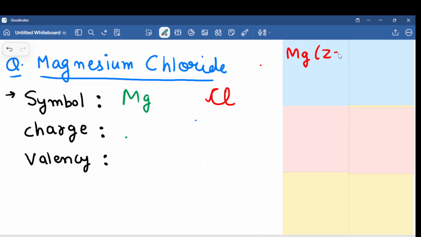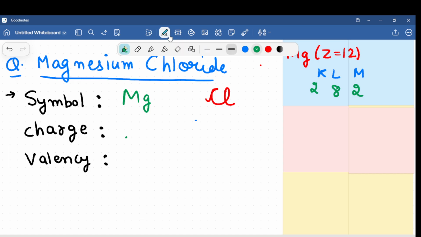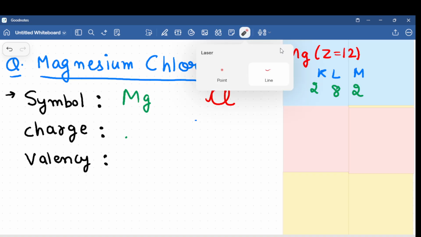Magnesium atomic number 12, right? And if we talk about the electronic configuration of magnesium KLM shell, so 2 electrons will come in K shell, 8 electrons will come in L shell, and 2 electrons will come in M shell. So here we can see that there are 2 electrons in M shell. So valence electrons is 2 and M is the valence shell, right? So the valency of magnesium will become +2.